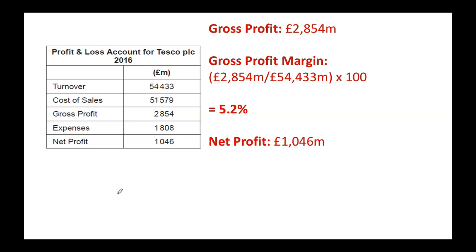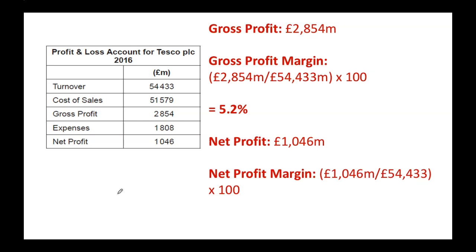Net profit was 1,046 million. So for your net profit margin, you're doing pretty much the same equation, but you're using net profit divided by revenue times by 100, and I've got that coming out as 1.9%. So just under 2%. So 2p from every pound of revenue that Tesco's making in net profit. The net profit is the one that gets taxed and then it can get distributed to the shareholders as dividends. So only 2p they're making as profit, but they're selling so much. I'm not going to feel bad for them because look, they're making £1 billion.